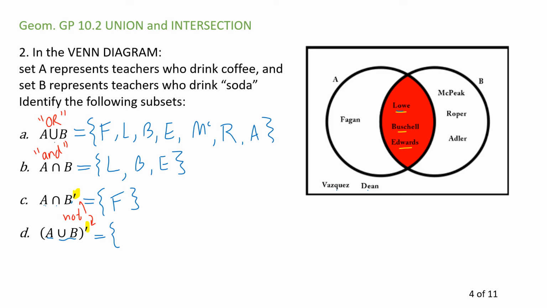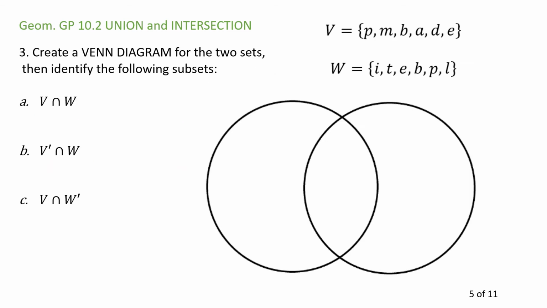That's everybody. But in this case, I have the little not symbol, so that's basically anyone who is not in A or B. So anyone who's not in the circles, that's Vasquez and Dean. A or B complement. All right, now we're going to do our own. Create a Venn diagram for the two sets, then identify the following subsets.